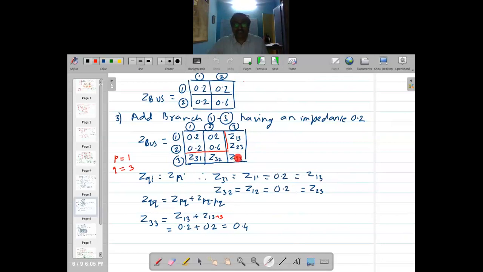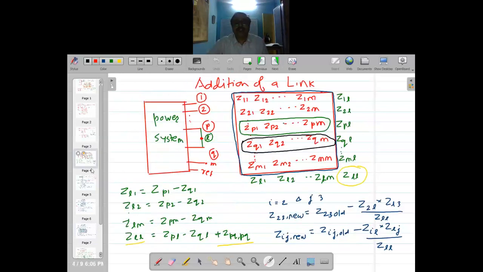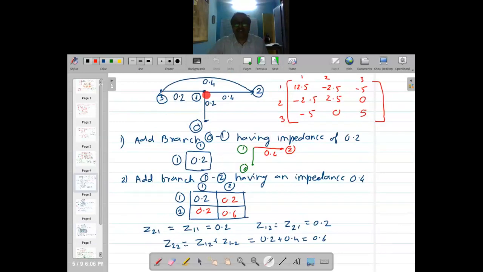What will be Z33? Z33 will be equal to ZPQ, so that is Z13, plus the self impedance of the branch. Self impedance of the branch is 0.2. So Z13, which is 0.2, plus Z1313, which is also 0.2, then becomes 0.4. And therefore we have got now Z bus as 3 by 3, as 3 nodes are added now. So we have added first this, then we have added this, and then we have added this branch.